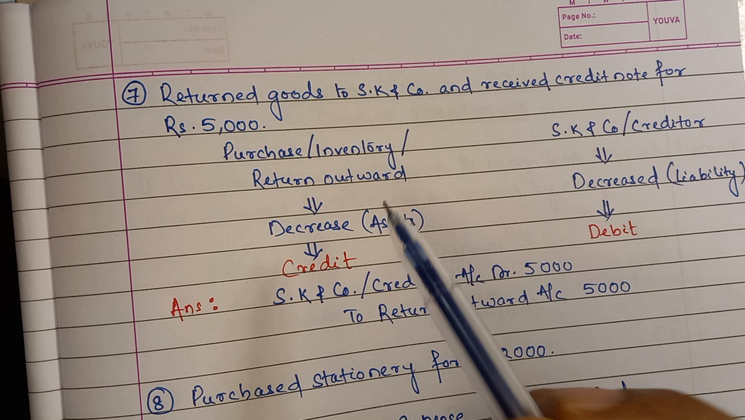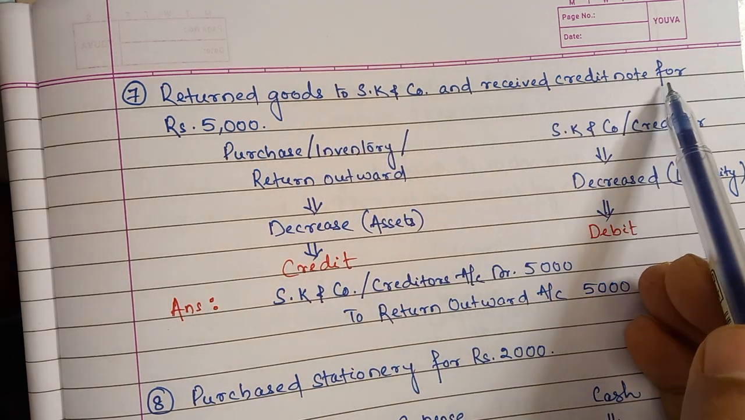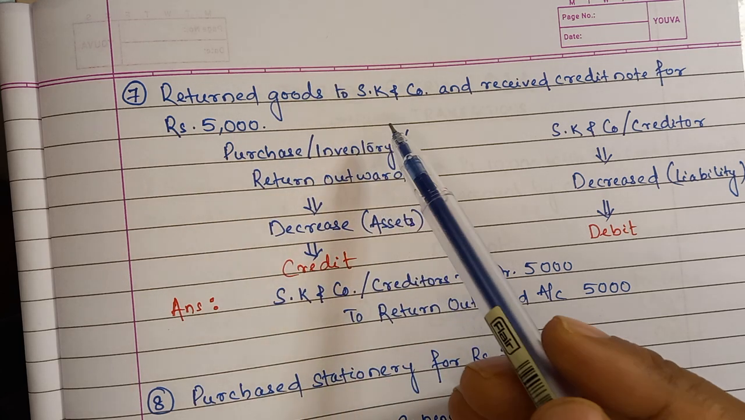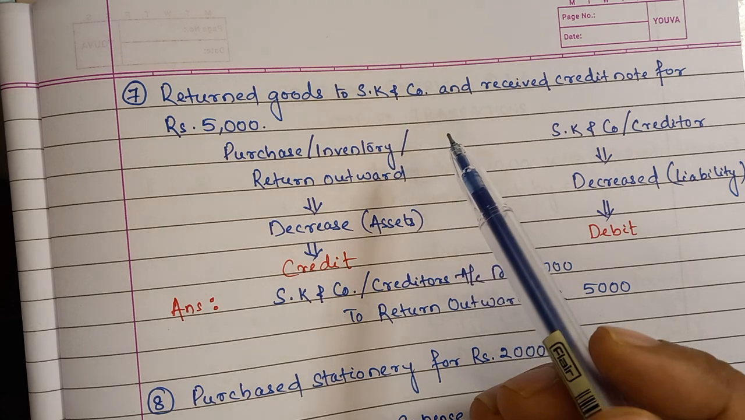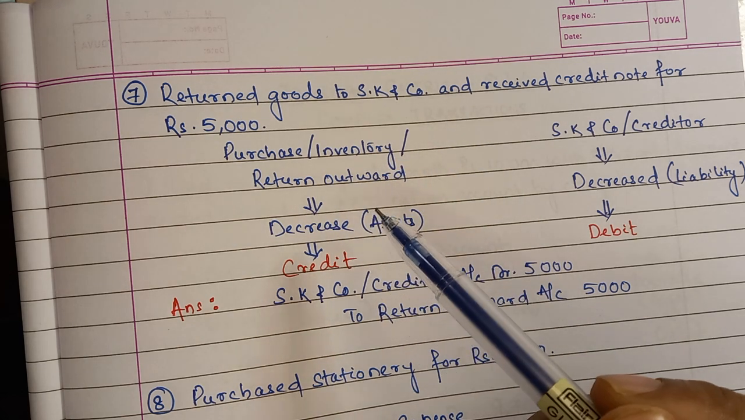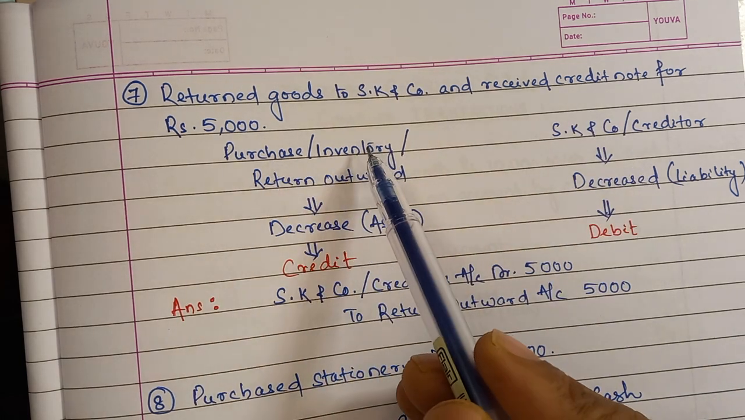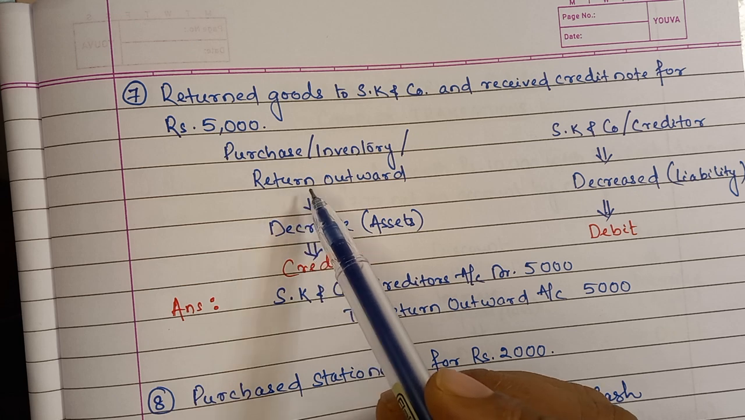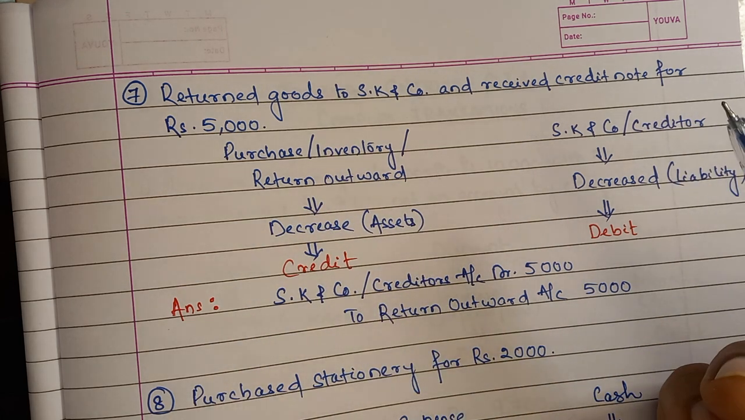Question number 7. Return goods to SK and Co and received credit note for rupees 5,000. So in previous questions, we saw that we purchased goods from SK and Co, but now, for example, there is some damage and the business is returning back these goods, correct? So what will happen in this case? When you return back these goods, your purchase, inventory, or to track separately, we may create a different account called return outward, right? That means you are returning back to the supplier.